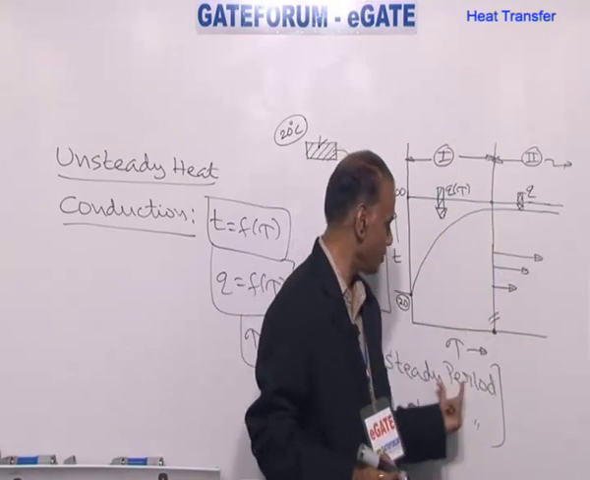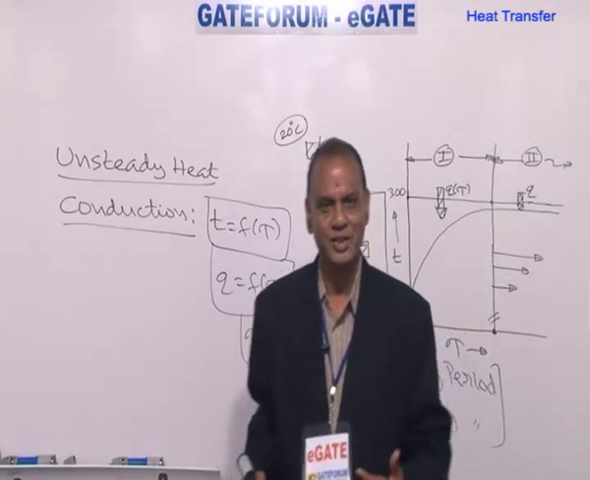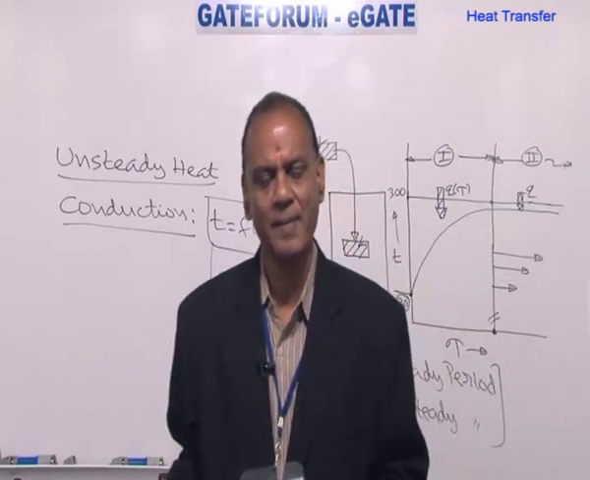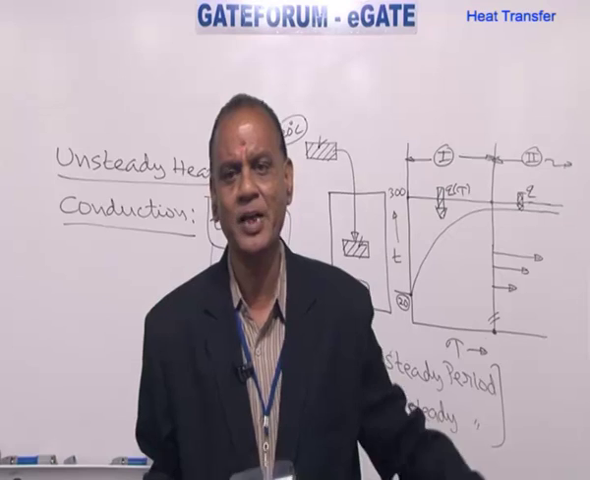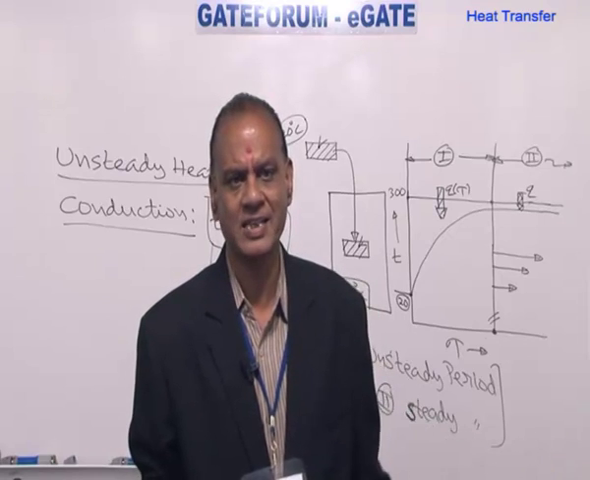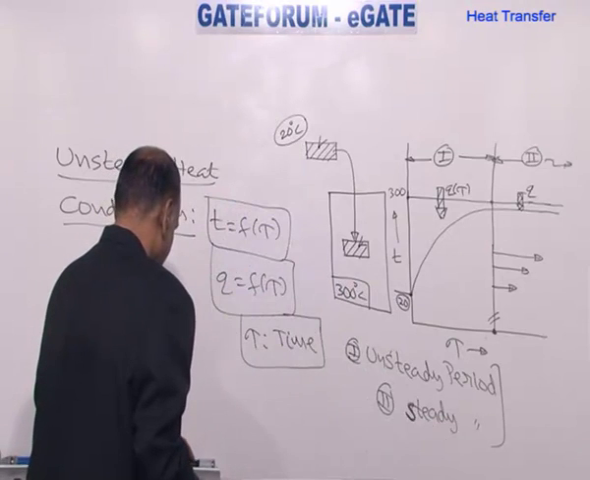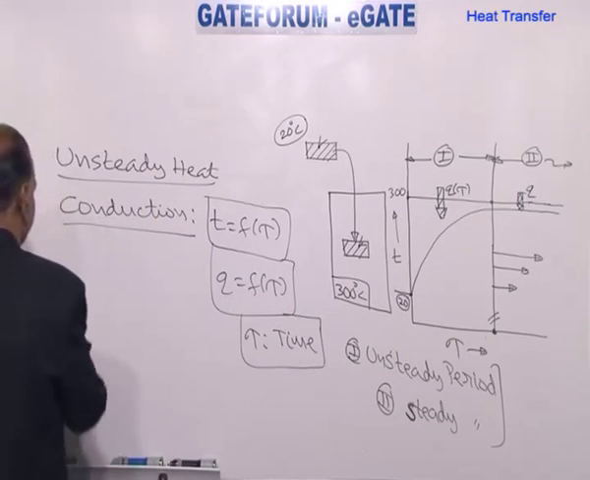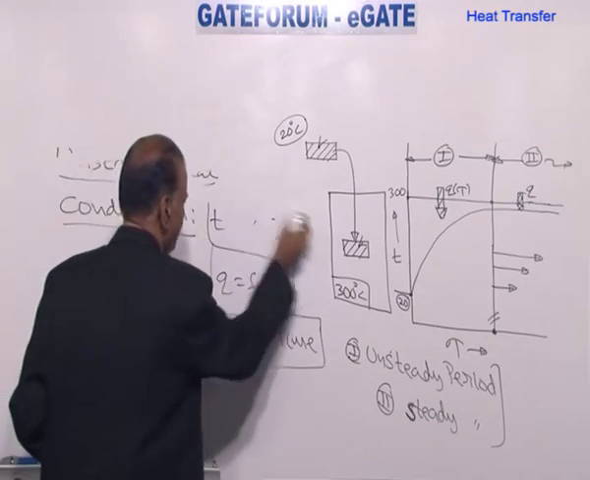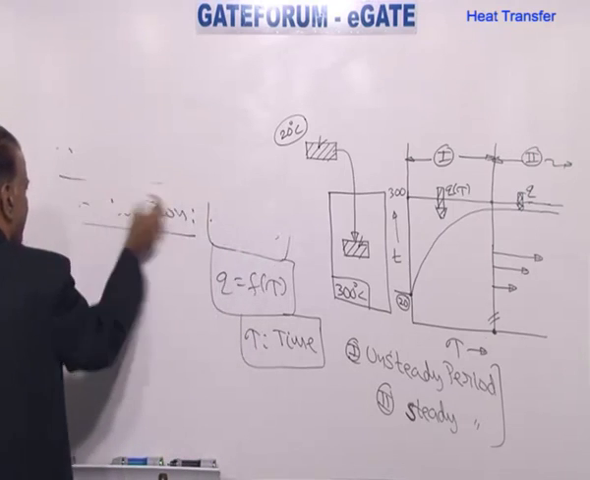Now we like to go to the left. We like to encroach into the unsteady period. We will see what exactly is going to happen. Okay? This is a typical heating problem in a furnace. Right? One can as well consider a cooling problem. Just mirror image of that.